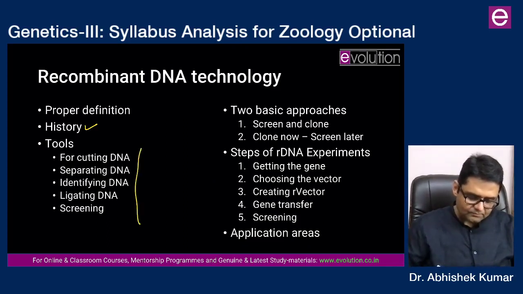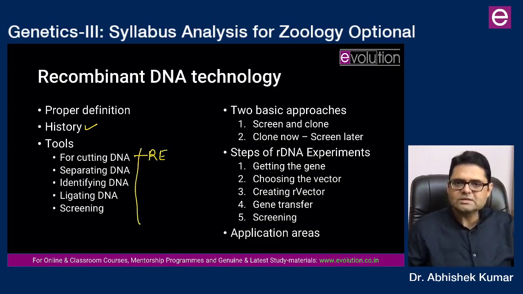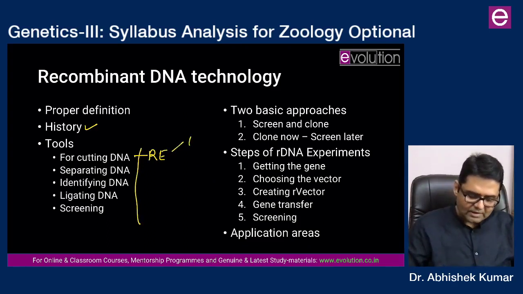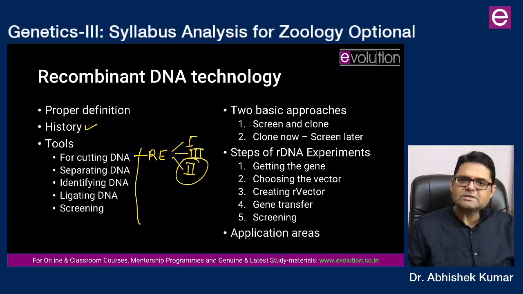After that, get hold of the tools. First, for cutting DNA, it is restriction endonucleases, but again, restriction endonucleases fall in three classes. Class 1 and class 3 do not have much use, but it is class 2 which cuts very precisely, plus there are other properties also of class 2 which make it a little more useful to recombinant DNA experiments.